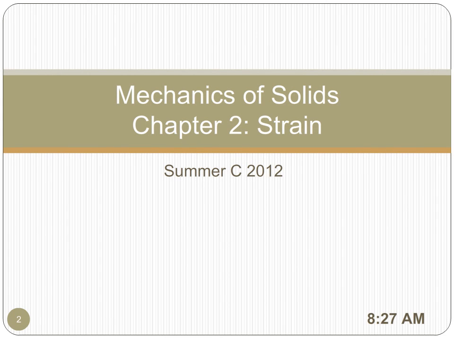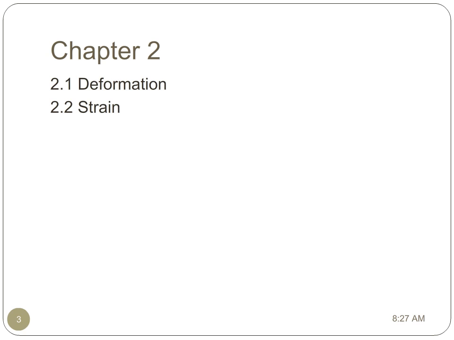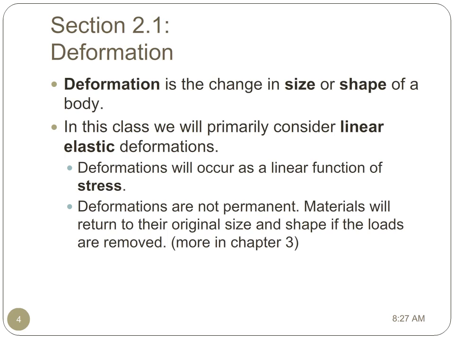Hello class, today we'll be covering Chapter 2 of Mechanics of Solids, which is strain. There's only two sections in this chapter. First is the deformation of a material, and second is how we measure that deformation in engineering terms, which is strain. Deformation refers to the change in shape or size of a body.